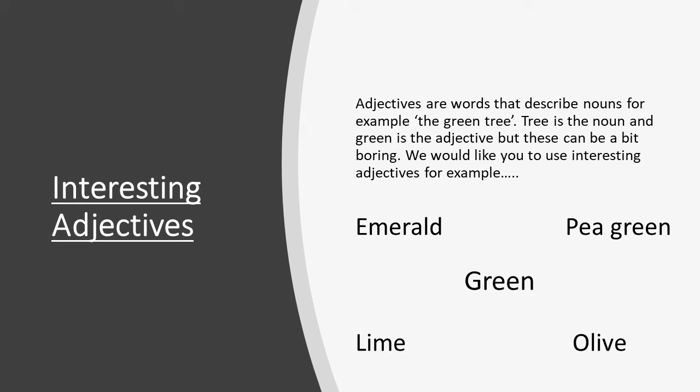Adjectives are words that describe nouns. For example, the green tree. Tree is the noun and green is the adjective, but these can be a bit boring. We would like you to use interesting adjectives. For example, instead of green, you could use emerald or lime or olive or pea green.